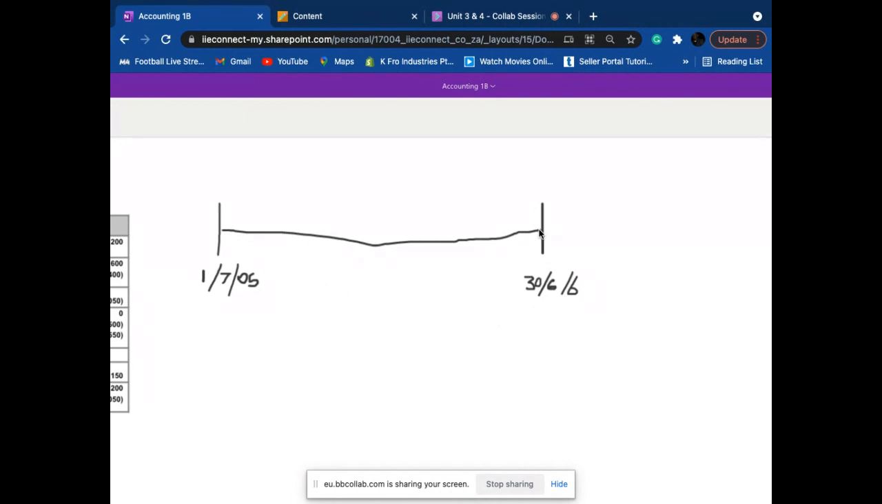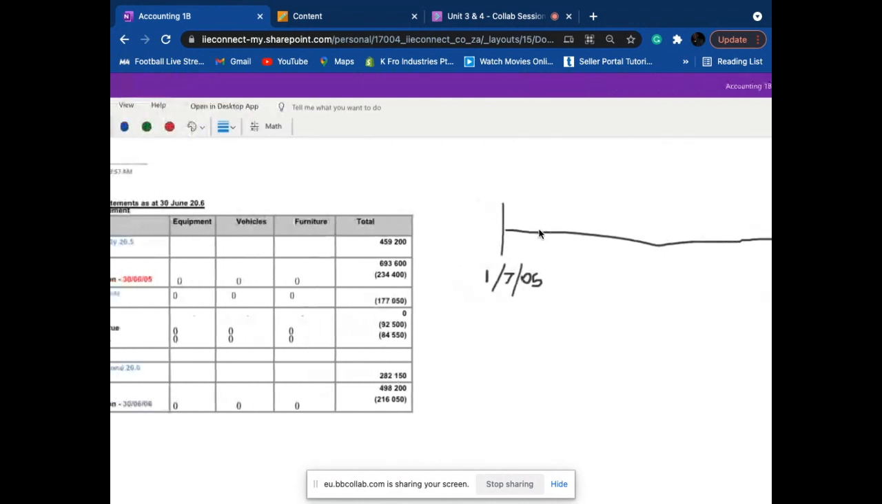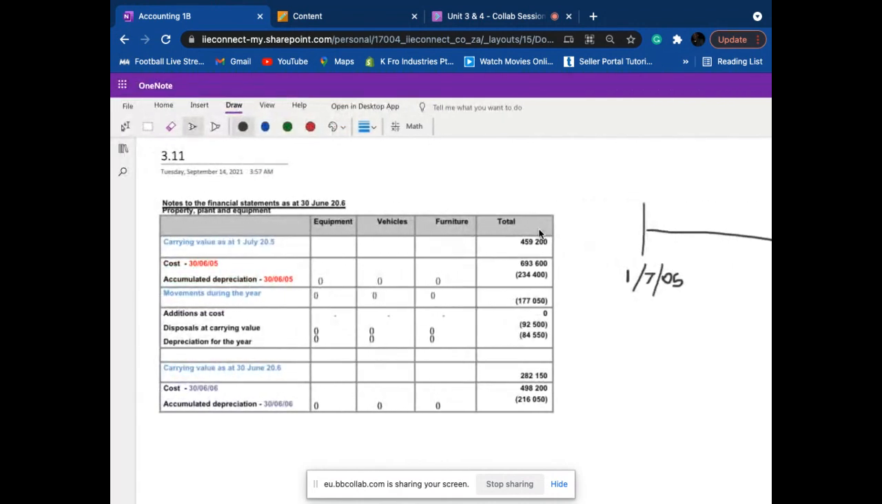Equipment 24,000. Vehicles 192,000. And then for furniture, the accumulated depreciation is 18,400. Okay, cool. Now, before you go any further, remember we're doing the property, plant, and equipment. So this is stuff that I've added in. If you look at your typical structure on property, plant, and equipment, you don't have all of this information. And when I say all this information, I'm talking about this stuff in red.